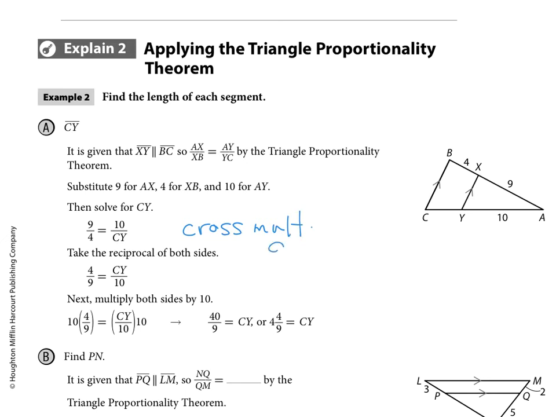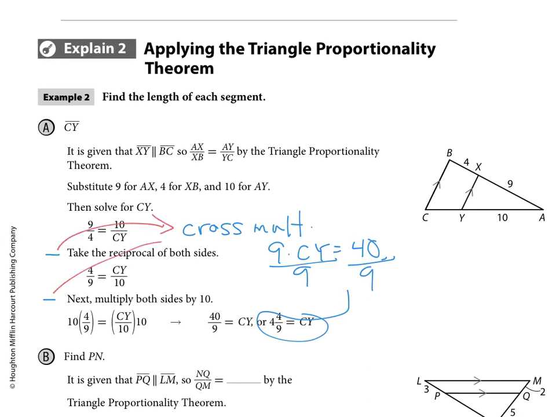You're going to get 9 times CY equals 40. And if you divide by 9 right here, then you can go straight to your answer of CY is 4 4/9 or 40/9. So just so you know, the steps of take the reciprocal of both sides and then multiply both sides by 10 are all basically going to be accomplished if you simply cross multiply. Okay? So in part B, we're filling in and we want to find BN in this new diagram.